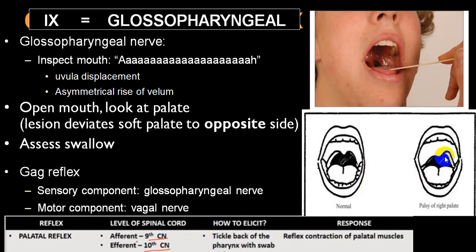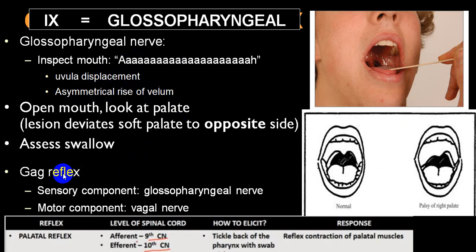Here you can see that this is pulled up, uvula is towards the left side. So there is a right side palsy. So you ask the person to open the mouth, look at the palate, and then the person will either cough or pronounce R, and you see the position of uvula and arches, asymmetrical rise of velum.